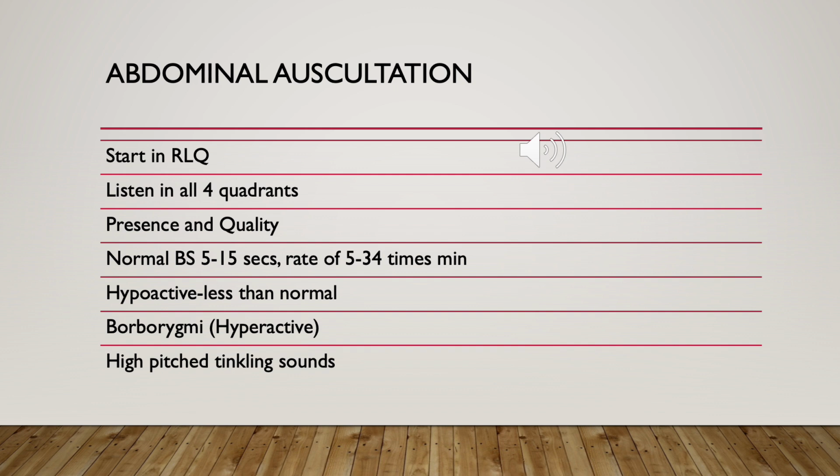You're listening to bowel sounds to determine if they're present, number one, but what's the quality? So normal bowel sounds, you're going to hear high-pitched gurgling sounds every 5 to 15 seconds at a rate of 5 to 34 times a minute, right? That is normal. Hypoactive are less than normal because maybe it takes like 30 seconds of listening before you hear a bowel sound, and they're infrequent.